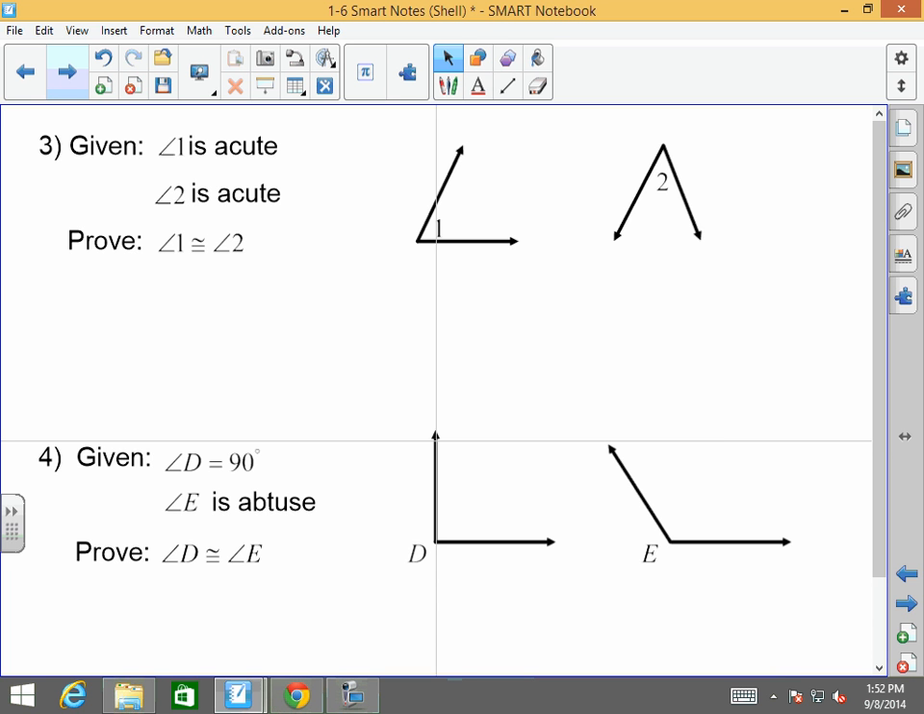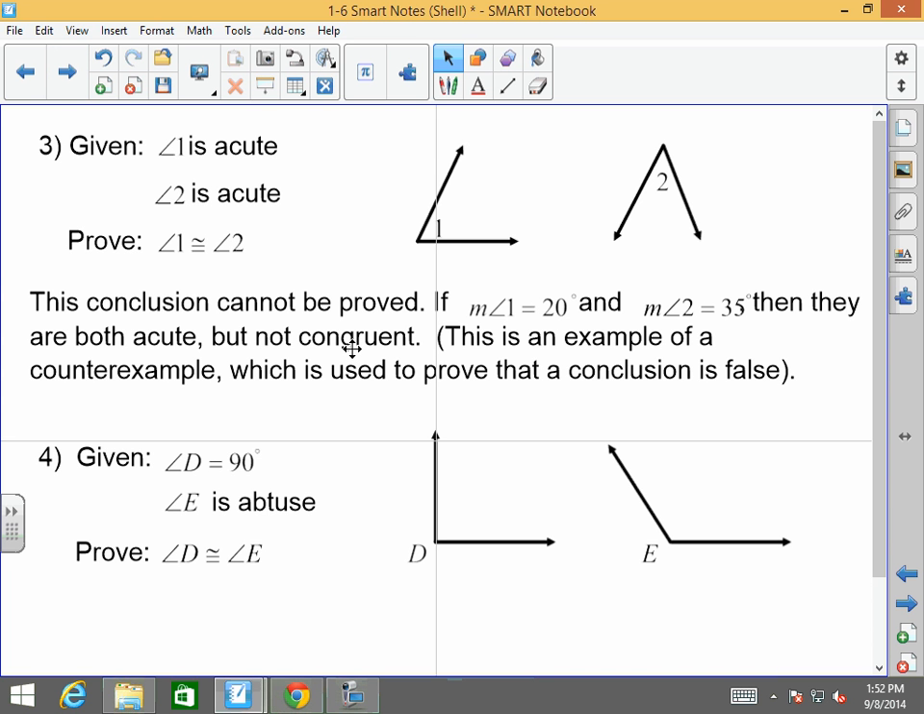No, there's not a chance on this planet that you can prove this. I don't care what kind of mathematician you are. You'd have to go with a protractor and actually measure the angles. That's the only way to prove this. Okay? But this conclusion cannot be proved.